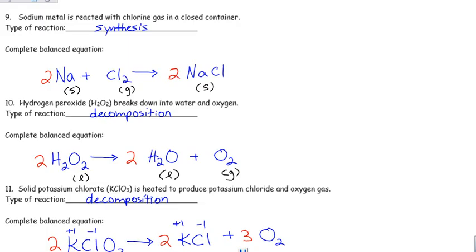Number 9 should be a synthesis. Sodium metal is reacted with chlorine gas in a closed container. So if we only have two elements, there's nothing else we could do but join them and make a compound. The sodium metal is a solid, the chlorine is a gas, diatomic, and then if there's no water present, the sodium chloride will be formed as a solid.